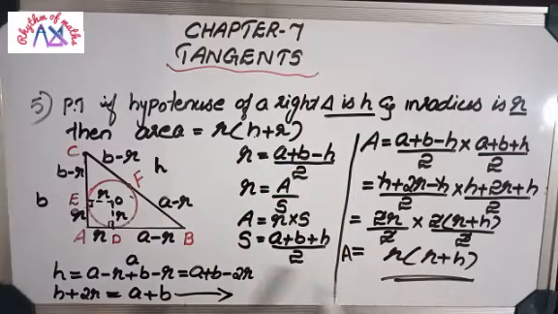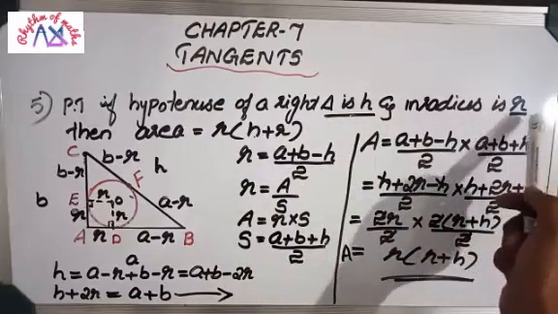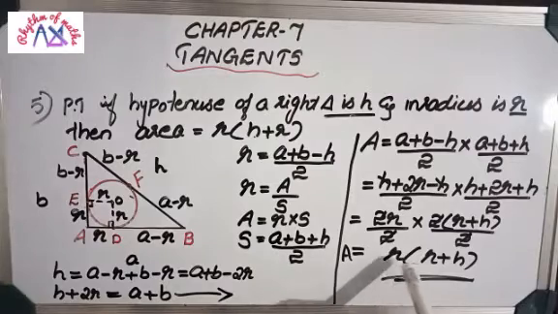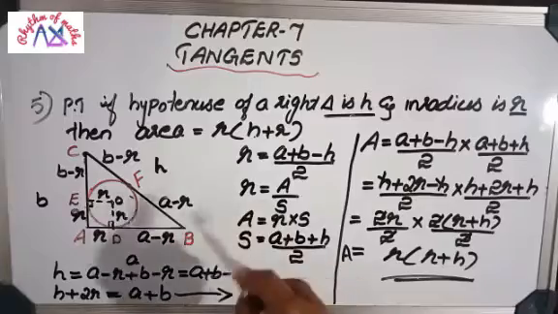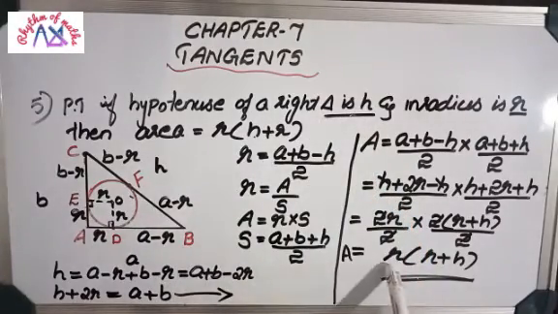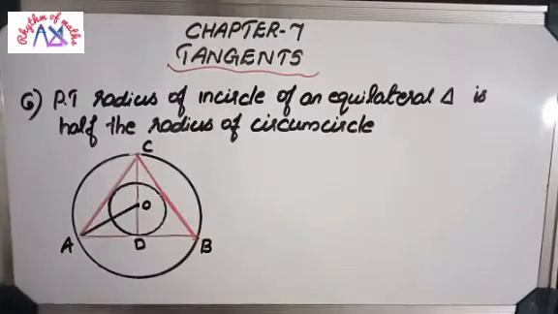So the area equals r into r plus h, with the hypotenuse as h and the inradius as r of a right triangle. Area will be inradius into inradius plus hypotenuse. Without doing all these we can directly write the answer for the area of a right triangle. Suppose the inradius is 2 centimeter and the hypotenuse is 13 centimeter, we can directly write the area: 2 into 2 plus 13. So this is the fifth one's answer. Next is question number 6.